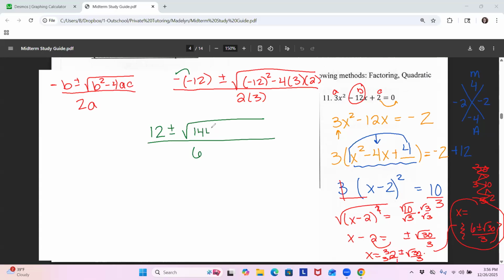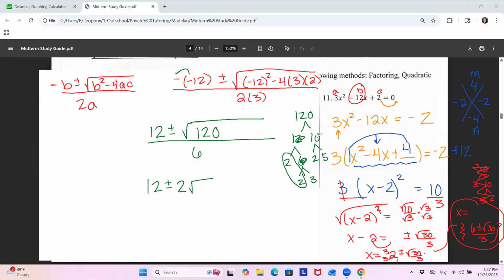That would be 144 minus 24. But that's really 120. So I'm going to just use some whiteout. Okay. Let's see if 120 breaks down off to the side. That would be 12 times 10, but 12 is 2 and 6, and 10 is 2 and 5, and 6 is 2 and 3. So I do see a partner of twos. So that would be 12 plus or minus 2 root, who did not have a partner.